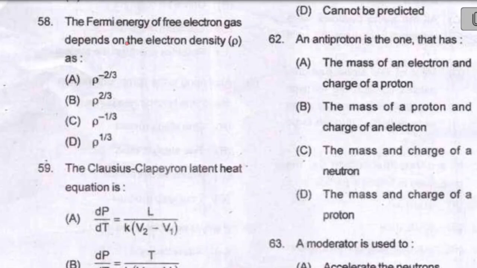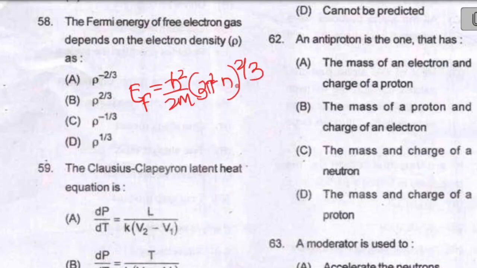Next, 58. The Fermi energy of free electron gas depends on the electron density n. The expression for Fermi energy is E_F equals h square by 2m times (3 pi square n) to the power 2 by 3, where n means your electron density. Okay, so Fermi energy varies with density n to the power 2 by 3. So B is your correct option.